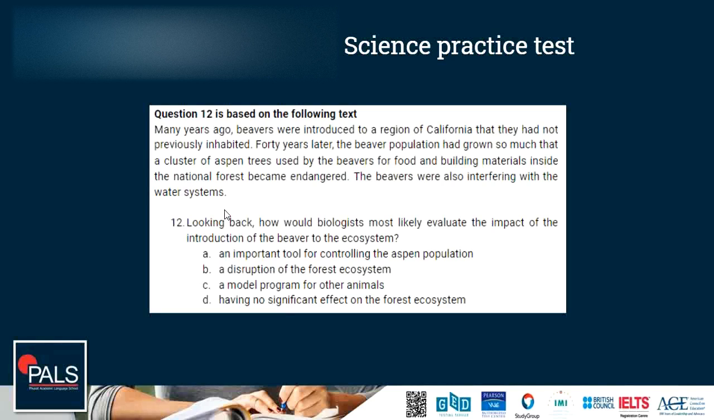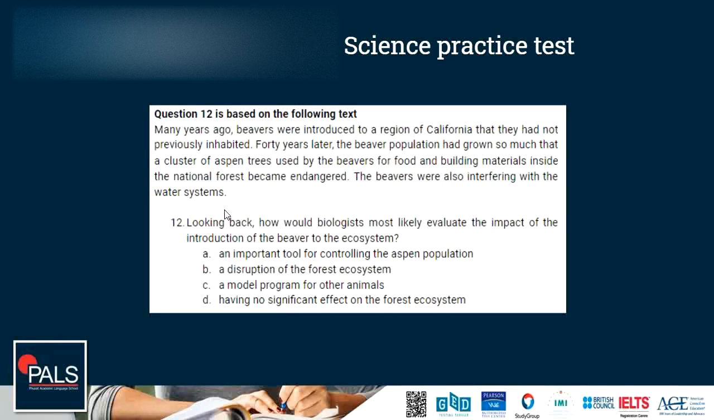A, an important tool for controlling the aspen population. B, a disruption of the forest ecosystem. C, a model program for other animals. Or D, having no significant effect on the forest ecosystem. Have a think about that. You can pause the video. The answer will come in a moment.